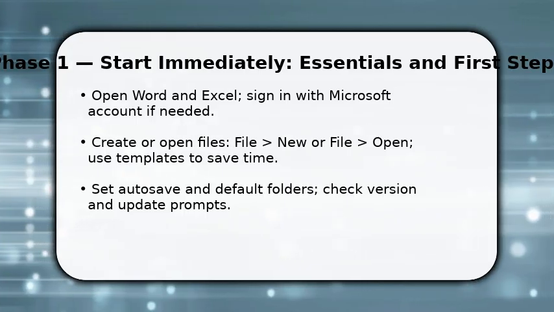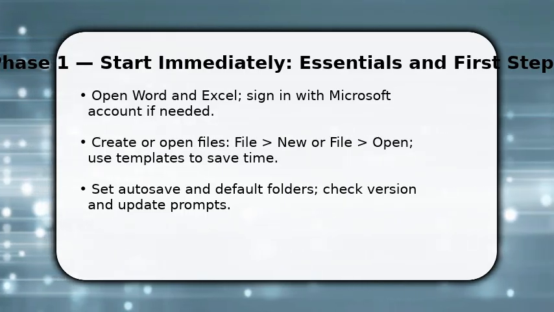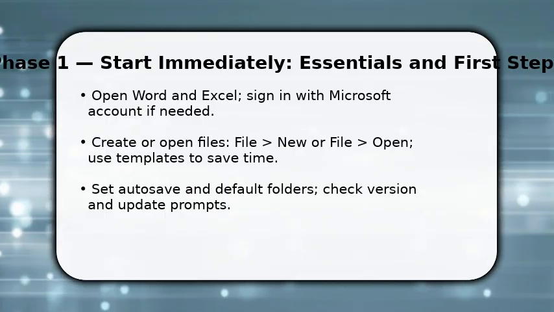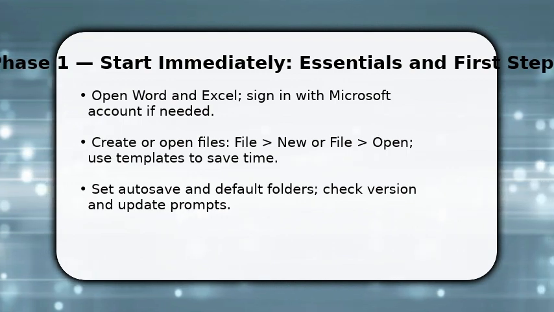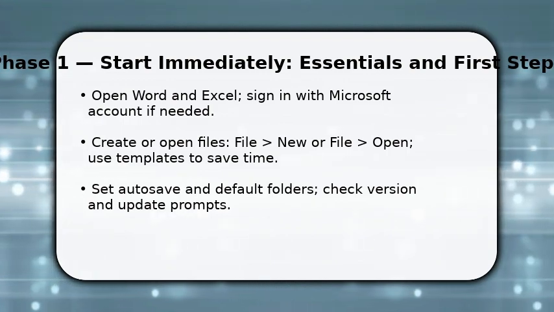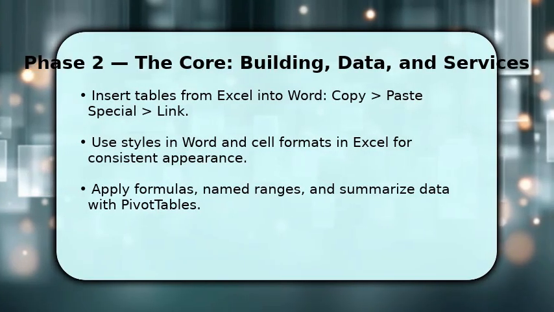You want the environment ready, consistent fonts in Word, matching cell styles in Excel. This initial alignment prevents format mismatches when copying tables or embedding spreadsheets later. You now build the content and connect it.